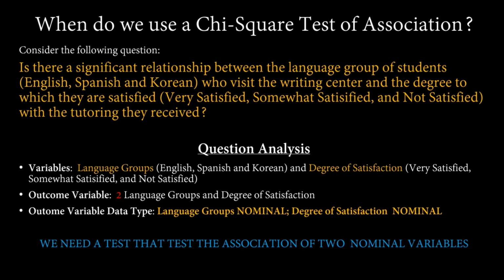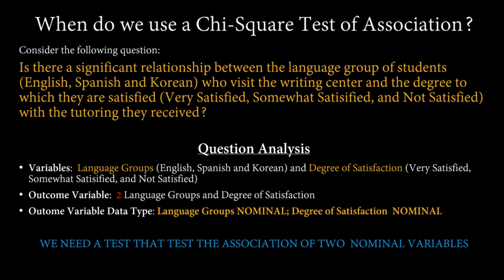And the question that interests us is, is the satisfaction level really the same across these groups? Or is there some relationship between the language that they speak at home and the degree to which they are satisfied with the tutoring? So let's do some question analysis. What are our variables? Well, we have language groups and we have degree of satisfaction. For language groups, we have three levels: English, Spanish, and Korean. For degree of satisfaction, we also have three levels: very satisfied, somewhat satisfied, and not satisfied.